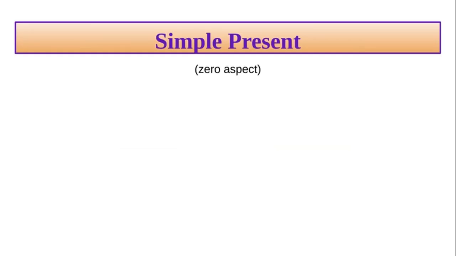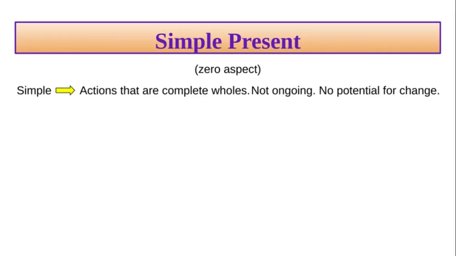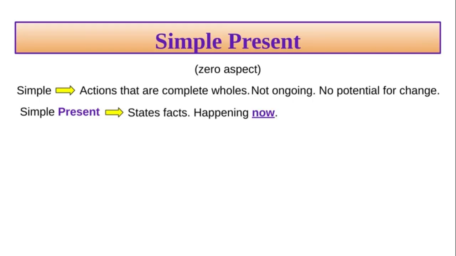The simple aspect, also called zero aspect. Zero is our key to understanding simple aspects. They are actions that are complete wholes, meaning they simply happen. It is not ongoing and there is no potential for change. It's a complete whole. Similar to the simple past, the simple present also states facts. Our key word here is present. The simple present describes actions happening now.